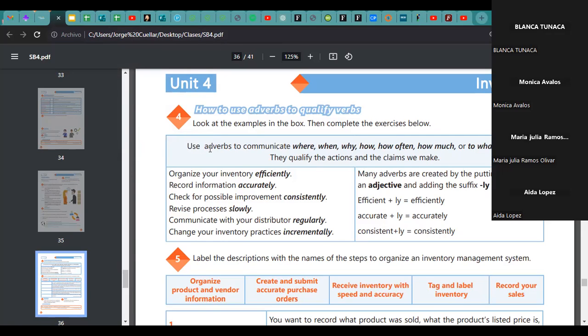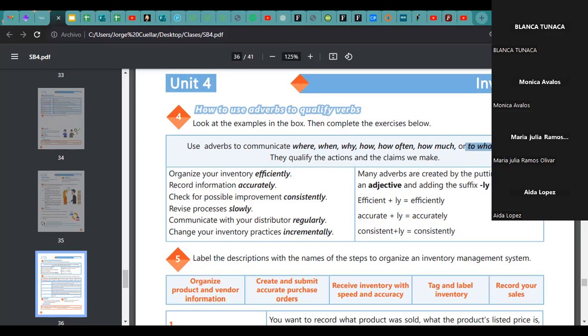So as we were checking before, we're going to use adverbs to communicate where, when, why, how often, how much, and to what degree. So do you know what is to what degree? ¿En qué grado? ¿A qué grado se hace algo? Very good. So they qualify the actions, the verbs and the claims we make. And there are some examples, right? Organize your inventory efficiently. Record information accurately. Check for possible improvement consistently. Revise processes slowly. Communicate with your distributor regularly. Change your inventory practices incrementally.